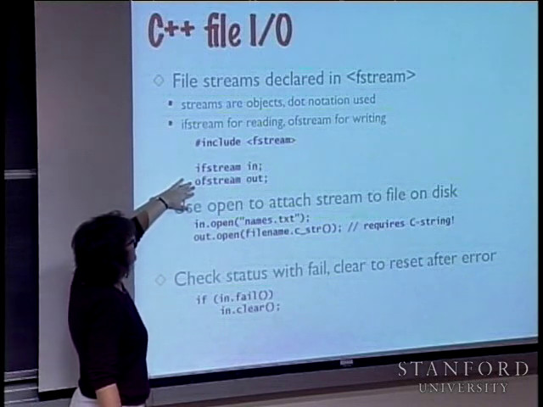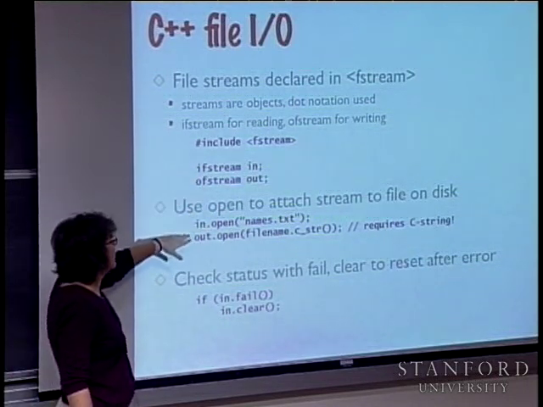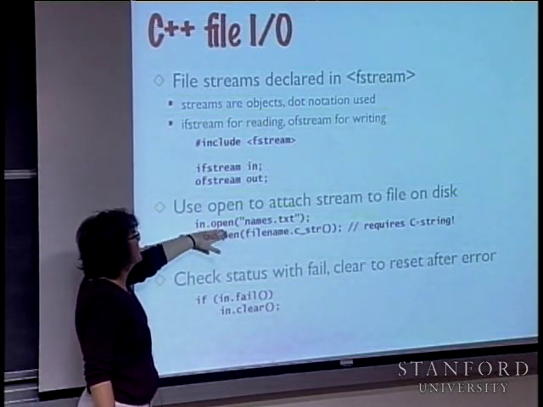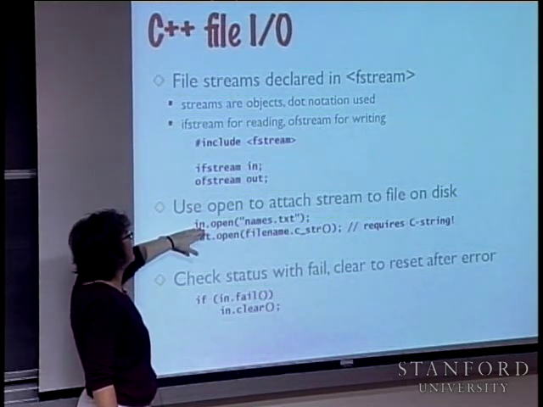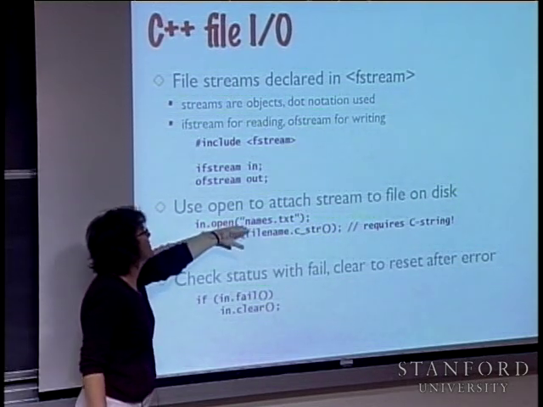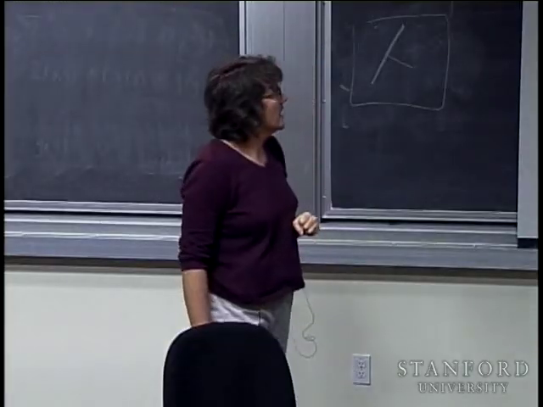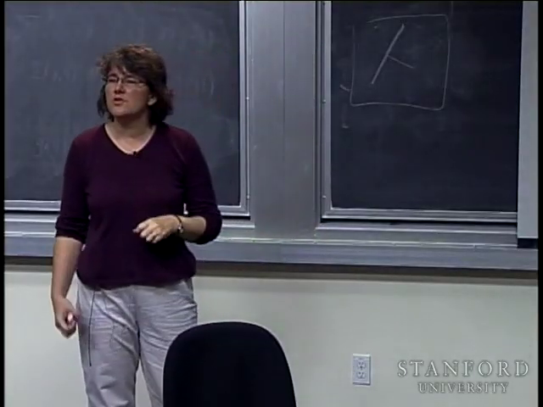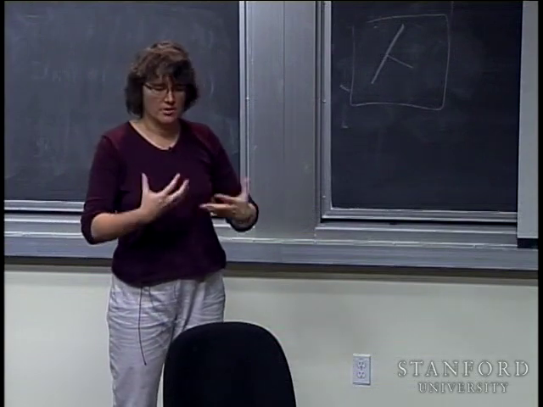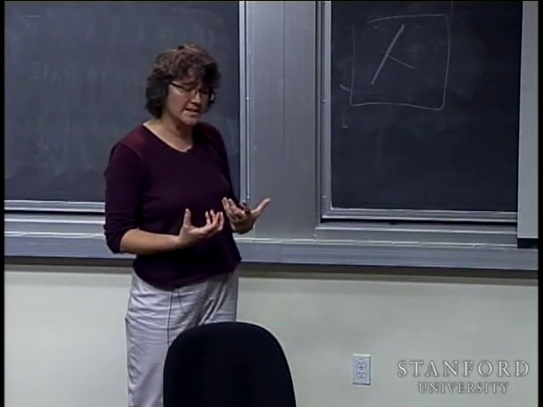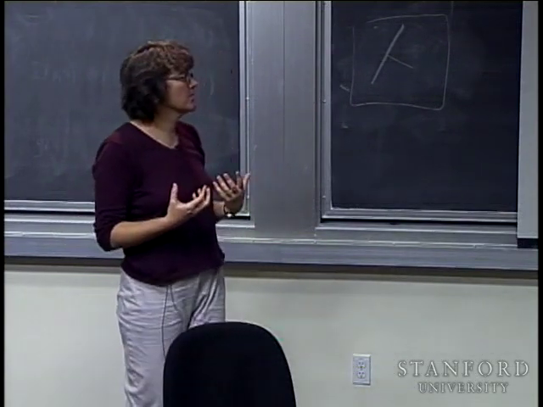So the ifstream and the ofstream are objects, right? So dot notation is used to send messages to it, in this case telling the input stream to open the file whose name is, in double quotes here, names.txt. The behavior for open is to assume that you meant the file in the current directory if you don't otherwise give a more fully specified path. So this is almost always the way we're going to do this.